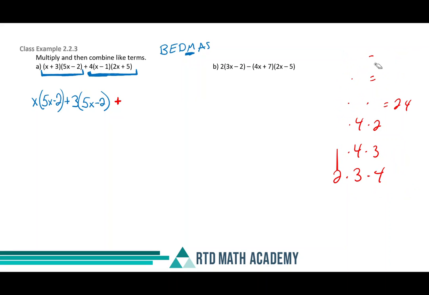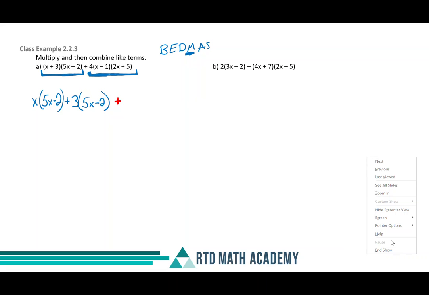So when we look at this second blocked off term, which was 4 multiplied by x minus 1 multiplied by 2x plus 5, I can multiply it in any order I want. I can multiply the first and the second. I can multiply the first and the third. I can multiply anything I want. So I'm actually going to distribute that 4 into the x minus 1 first, which is going to be, and notice I've got brackets still here, 4x minus 4.